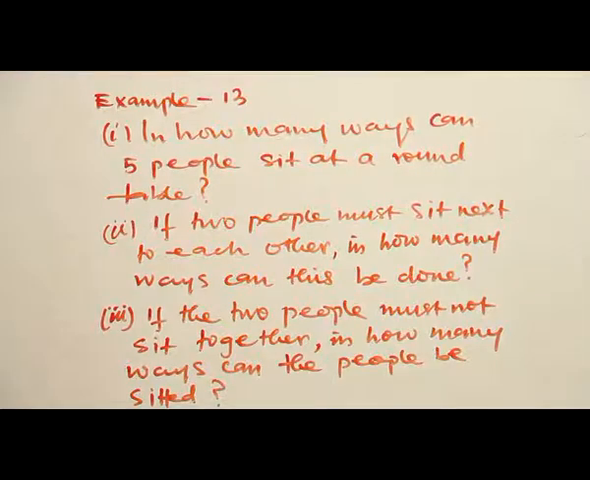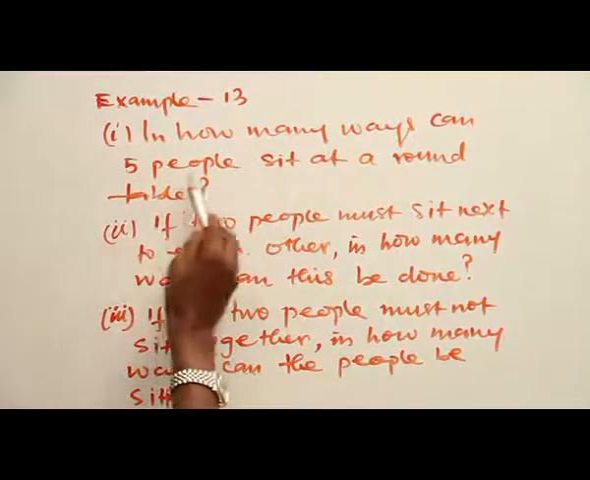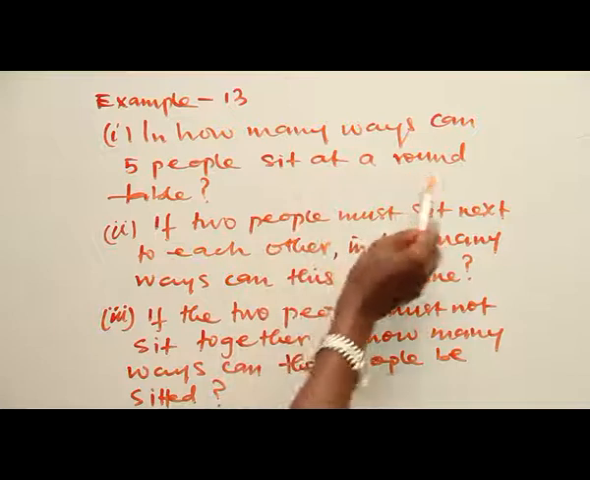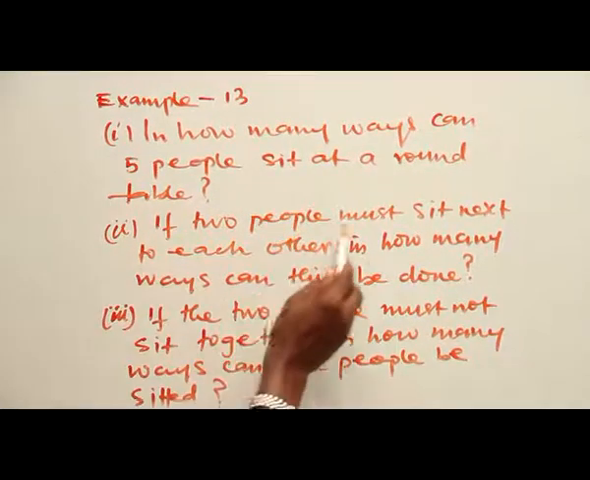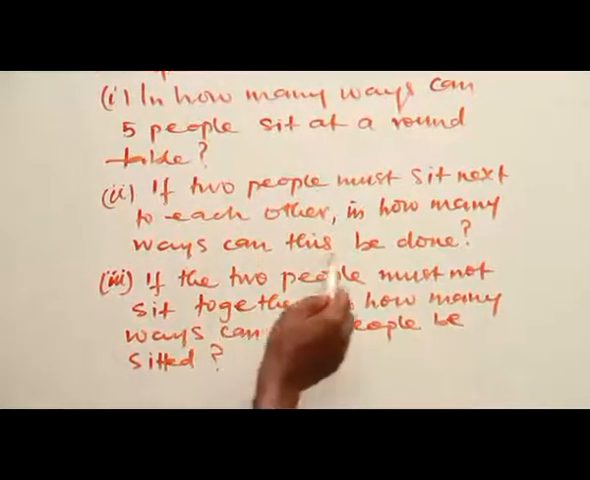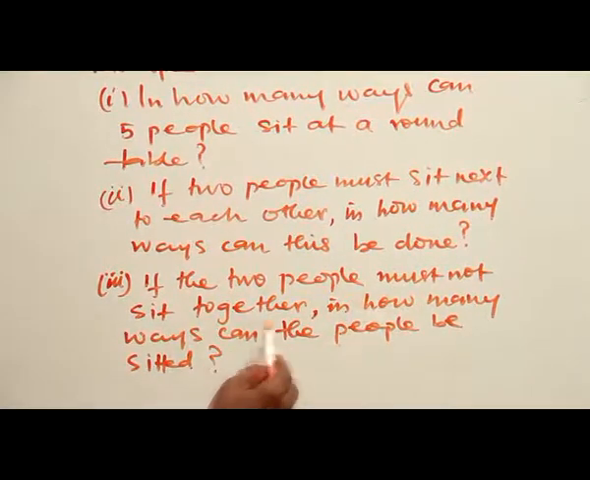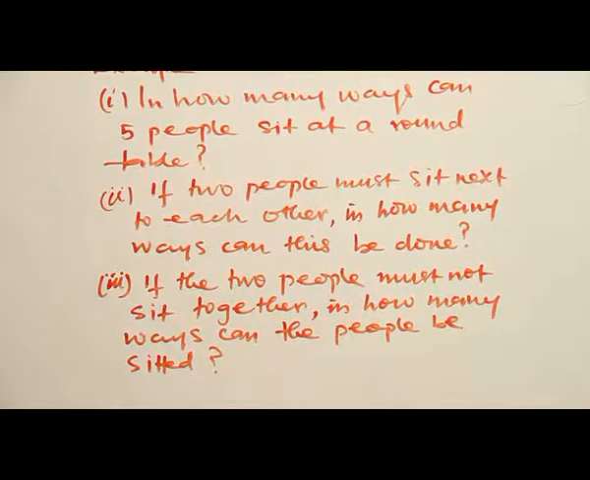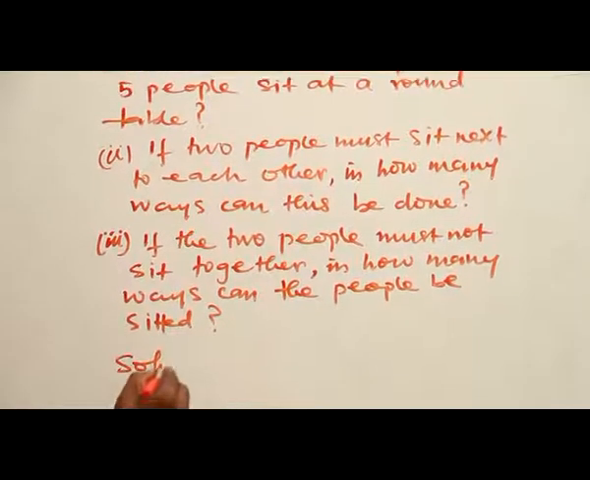Example 13. Roman figure 1. In how many ways can 5 people sit at a round table? Roman figure 2. If 2 people must sit next to each other, in how many ways can this be done? Roman figure 3. If the 2 people must not sit together, in how many ways can the people be seated? Our solution.